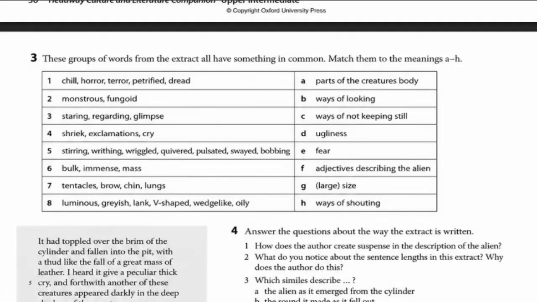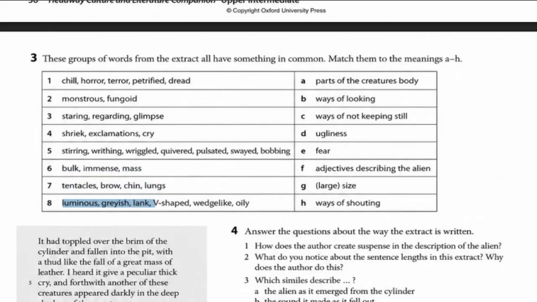3. These groups of words from the extract all have something in common. Match them to the meanings A-H. 1. Chill, horror, terror, petrified, dread. 2. Monstrous, fungoid. 3. Staring, regarding, glimpse. 4. Shriek, exclamations, cry. 5. Stirring, writhing, wriggled, quivered, pulsated, swayed, bobbing. 6. Bulk, immense mass. 7. Tentacles, brow, chin, lungs.